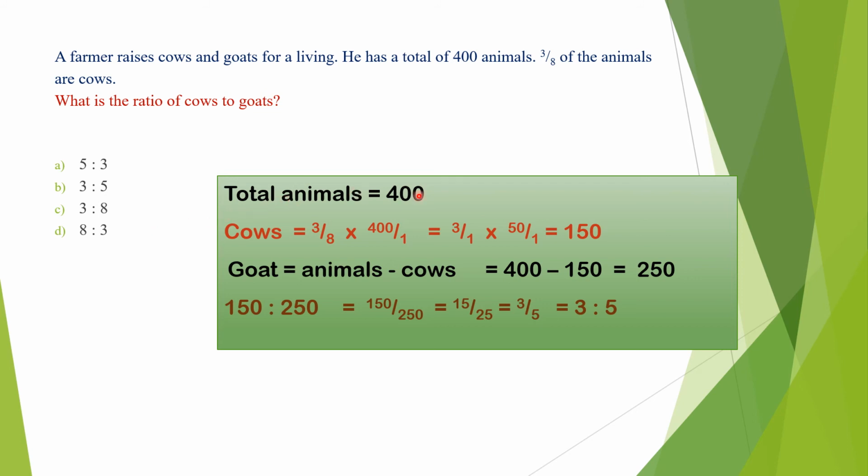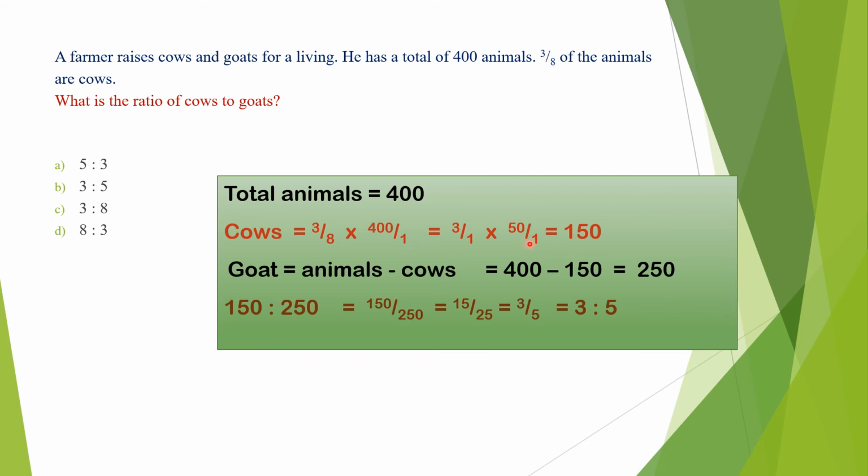Total animals 400. Cows is equal to 3/8 times 400. 3/8 of the animals are cows. What we do is simplify this equation to its lowest terms. Hence, 8 into 8 goes 1, 8 into 400 goes 50. There's nothing else to simplify. 3 over 1, 8, 1, the 3 remains the same, the 400 is all cancelled out to 50, the 1 remains the same.